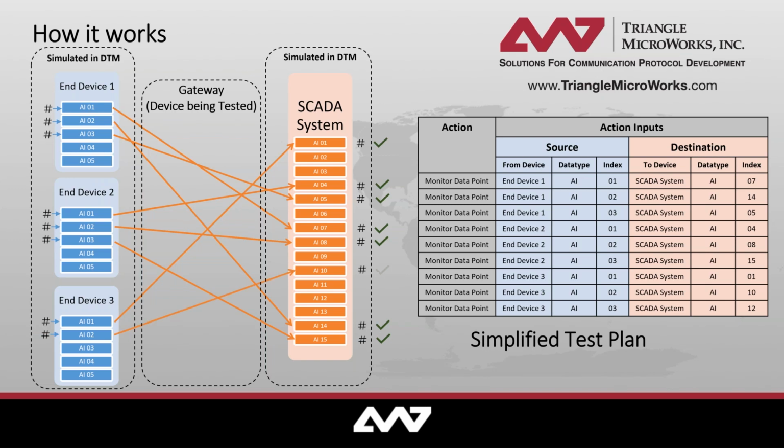Now, before we move on and take a closer look at actions, I do want to take a moment to highlight something. You may have noticed that our test plan, the table on the right, looks similar to the gateway data map from earlier. You will recall that this was the definition document used to configure the gateway. This similarity is not accidental. In fact, the Gateway Test Manager was designed from the ground up with your existing data maps in mind.